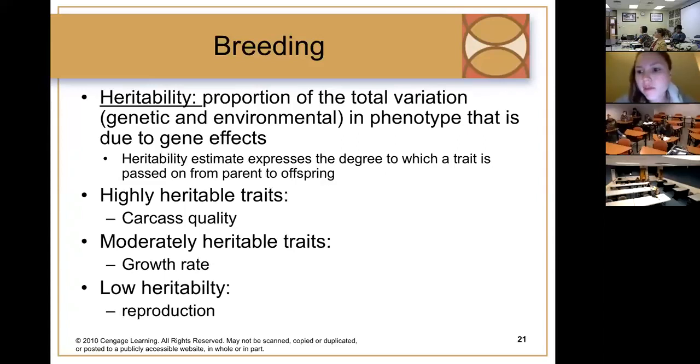So growth rate would be an example of that. The parent would kind of a little bit control their genes that would pass down, would control a little bit of the growth rate of the offspring, not as much as it would a highly heritable trait.